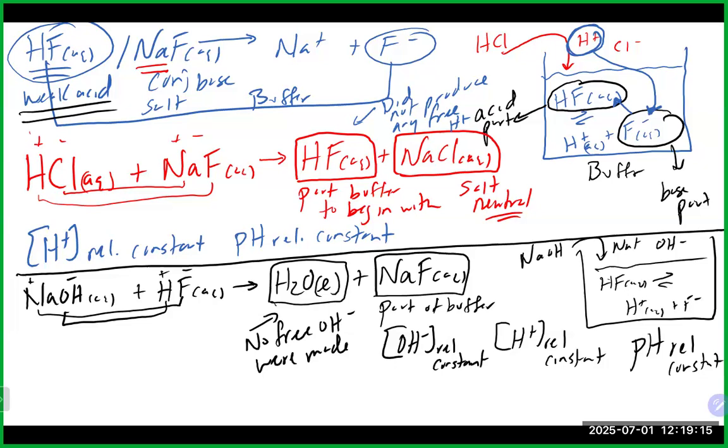Because the buffer has both of those things in there to start with. The HF and the NaF are in there to start with. So they're both available to react. And in the case of the top one, we were adding an acid, so it reacted with the base part of the buffer. And the bottom one, we added sodium hydroxide, which is a base, so it reacted with the acid part of the buffer.